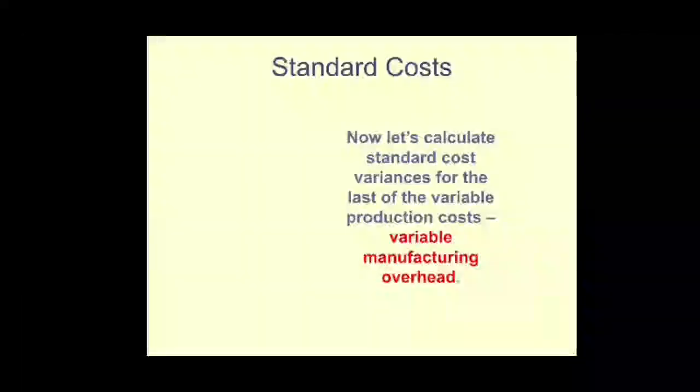Okay, this is about the variable manufacturing overhead variance. We cannot calculate the overhead variance for fixed manufacturing overhead because fixed cost is the same today and the same tomorrow. Fixed costs are always the same. So the thing that we can do is the analysis for variable manufacturing overhead.